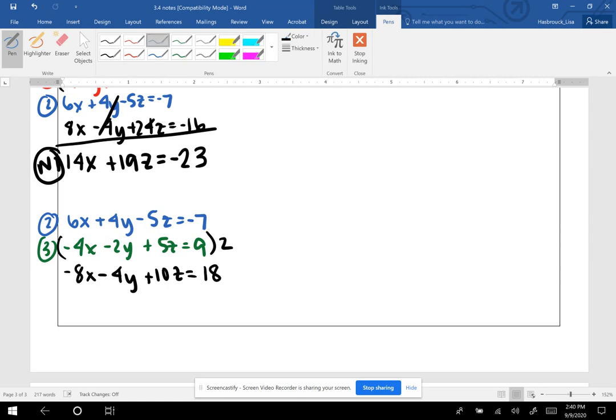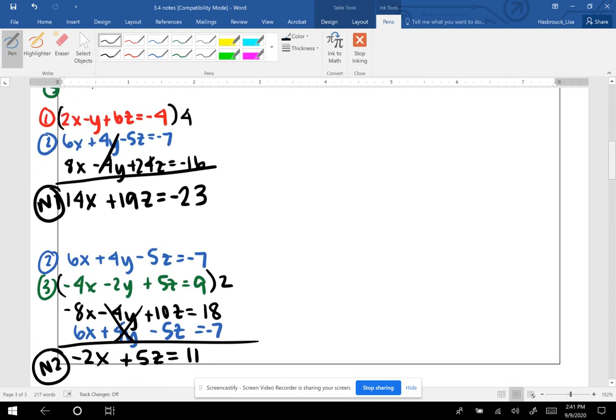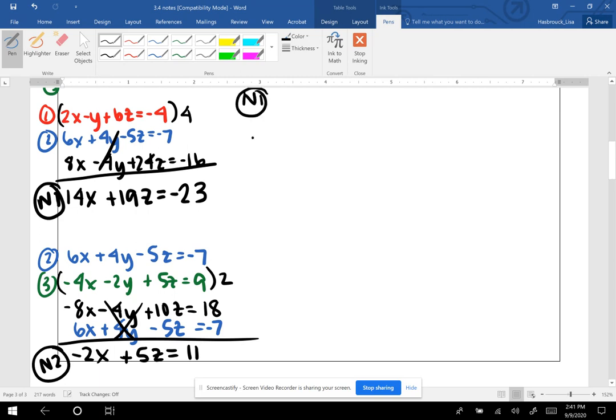I'm going to write equation 2 below that and add them together. When I do that, negative 8 plus 6 is negative 2x. The y's do cancel out. 10z minus 5z is plus 5z equals 18 minus 7 is 11. This is new equation 2. So now I'm going to take those 2 new equations, new equation 1, new equation 2. I'm writing them down.